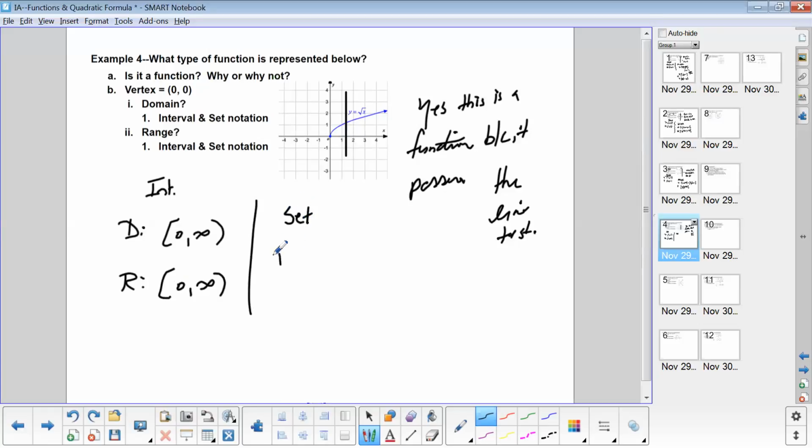The set notation would be the set of all values x such that x is greater than or equal to 0. And the range would be the set of all y values such that y is greater than or equal to 0.